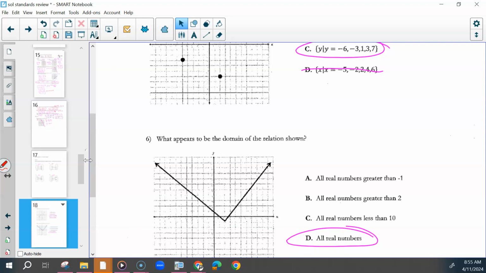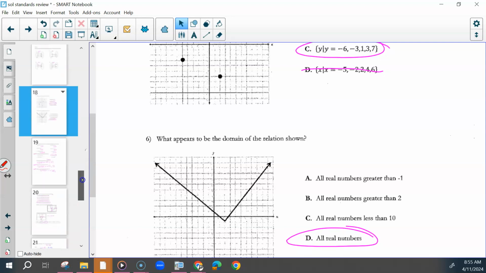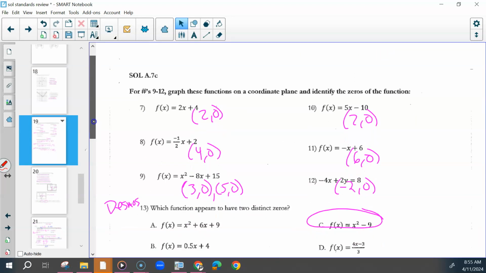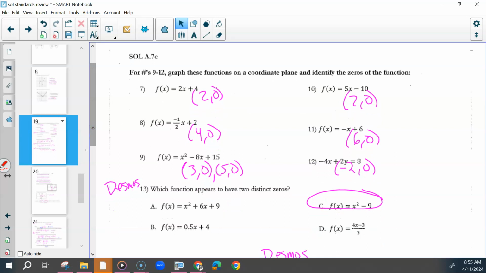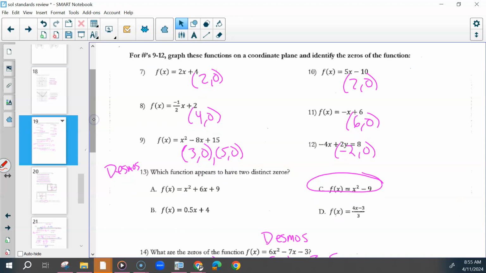And then the last two sections, you could have done all of these in Desmos, because you're looking for zeros or x-intercepts. So if you type all of these in, you can find where this crosses the x-axis. So answers for this section, for 7, 2, 0; 8, 4, 0; 9, 3, 0; and 5, 0, it had 2. 10 was 2, 0. 11, 6, 0. And 12, negative 2, 0. 13, it asked which one had 2 distinct zeros, so which one had 2 x-intercepts, which was C.